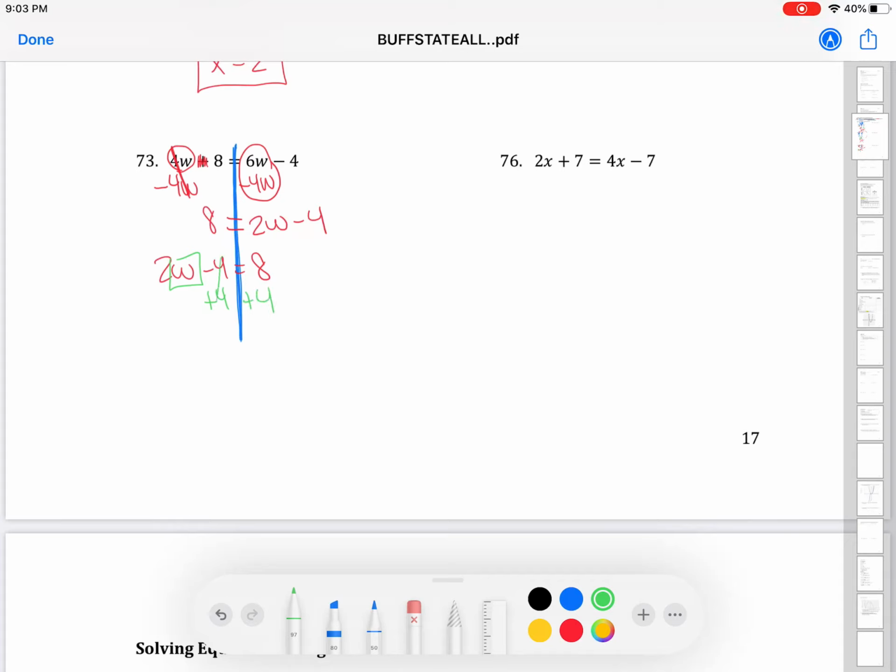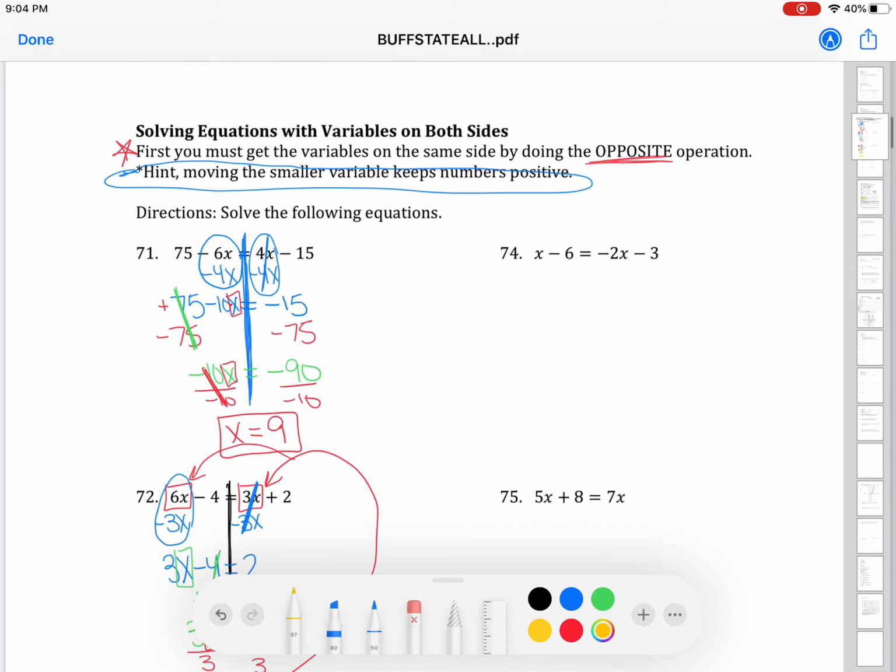To get W by itself, you get rid of what's being added or subtracted first. Stop saying that, it's annoying. I know, I just can't help it. So to undo that minus 4, I'm going to add 4 to both sides so that those cancel out. The 2W comes down, the equals comes down, and 8 plus 4 gets me 12. And then my last step here to get W by itself, since it's being multiplied by 2, I do the opposite and divide by 2, and I get that W is equal to 6 as my final answer.